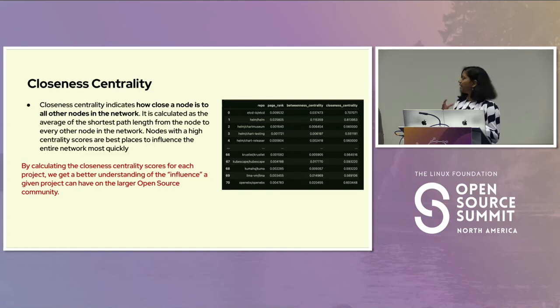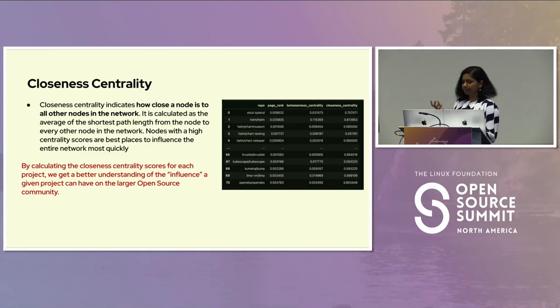And here again, the higher the closeness centrality score, the better placed the node is to influence the entire network most quickly. Since here we're calculating the duration, it's slightly different from betweenness, where it was calculating the average shortest path. This is looking at the duration it takes to spread that information and have its influence utilized by other nodes in the network.